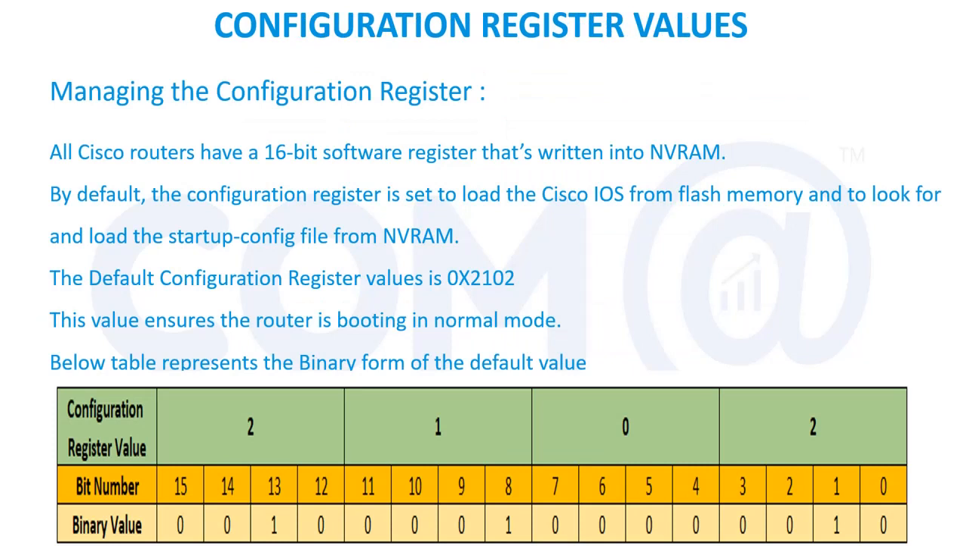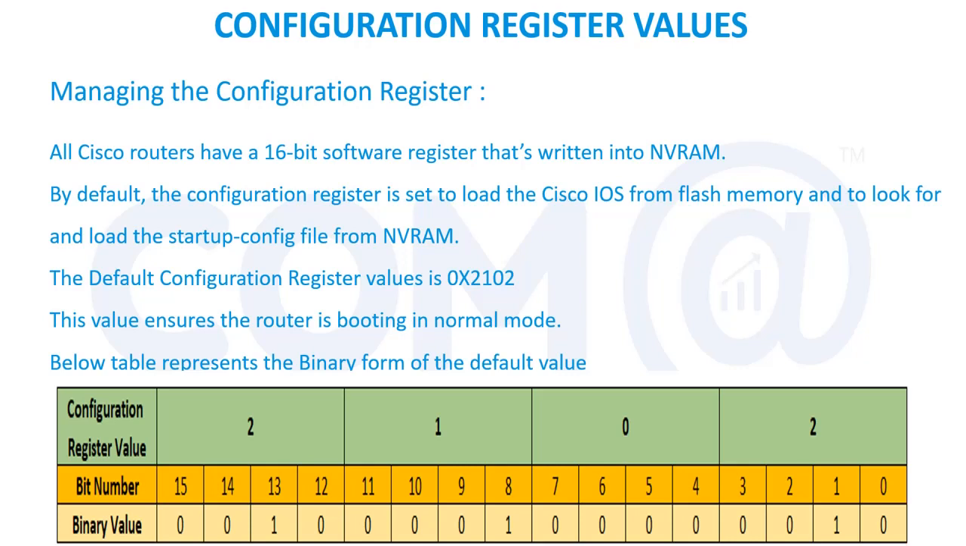So, managing the configuration register. Now our main part comes here. How to manage the register? That 0x2102 value we are entering, right? That is a register value. It is a 16-bit software register available in the NVRAM.